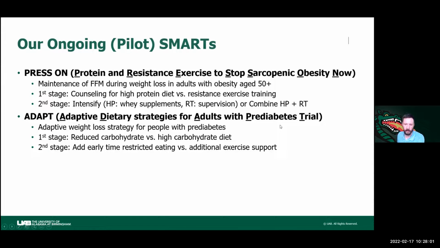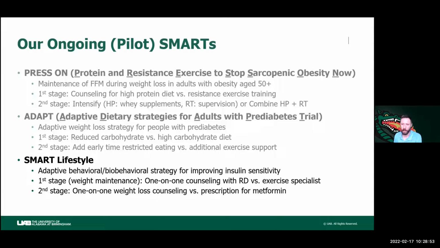The second study we just launched for recruitment this month. It's called ADAPT, or Adaptive Dietary Strategies for Adults with Prediabetes trial. As the name implies, this is an adaptive weight loss strategy for prediabetes. So this is one that does specifically focus on weight loss as the decision point and main outcome. This is a weight loss study in adults with prediabetes. It starts with energy restricted diets of either reduced carbohydrate or high carbohydrate, which is a pretty common comparison to be using in obesity related studies. And then we either augment with a time-restricted eating paradigm or provide additional exercise support for non-responders. So we're adding on to those diet strategies to either eat during a specific time window during the day or to start engaging in additional exercise.